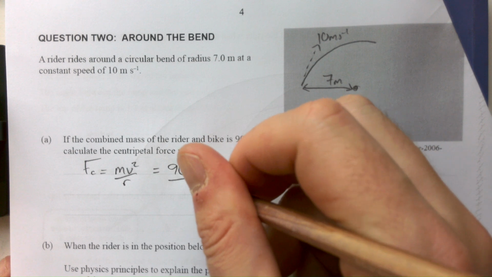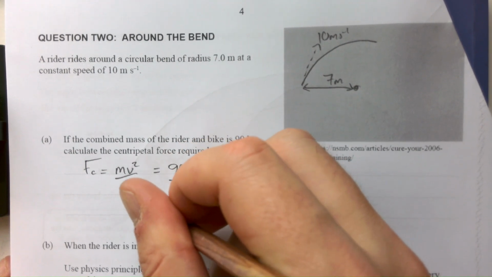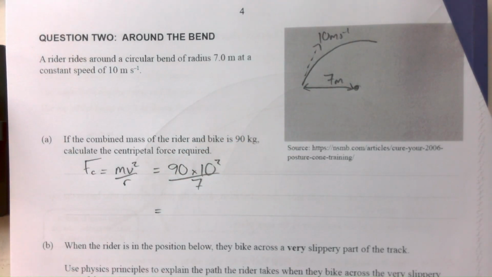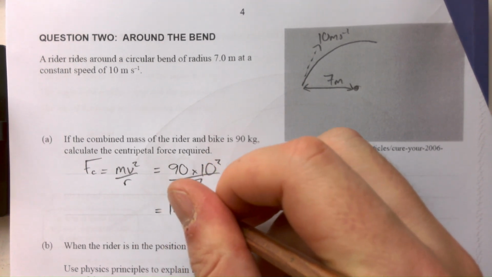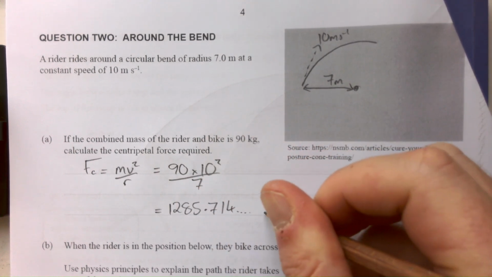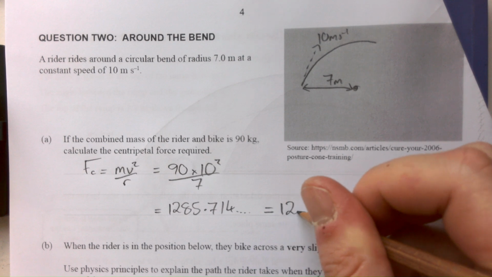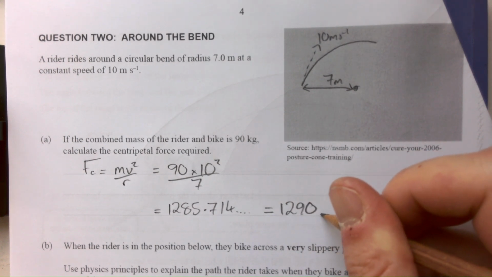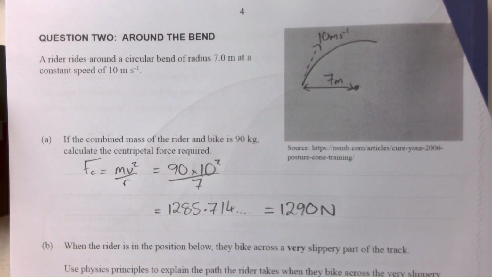90 times 10 squared divided by 7 equals 1285.714, which if I round it goes to 1290 newtons. Okay.